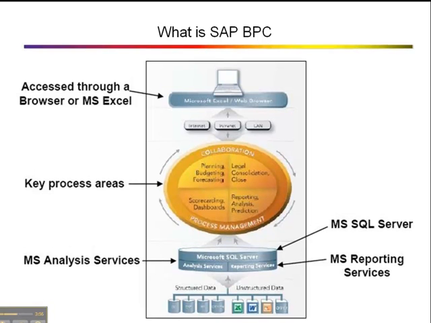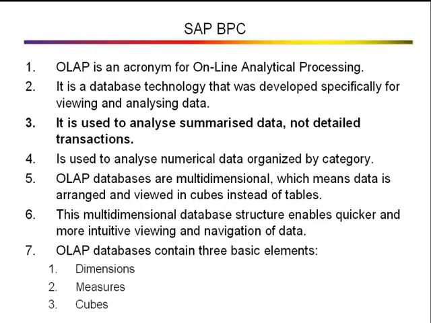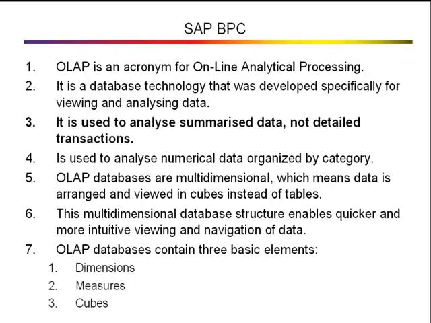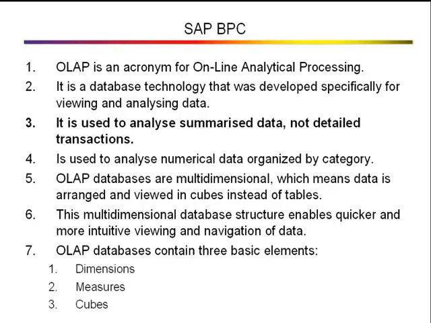So if we look at what OLAP is, an acronym for Online Analytical Processing. It's a database technology that was specifically designed for viewing and analyzing data, but the most important thing here is that it's used to analyze summarized data, not detailed data transactions that are normally held within ERP systems such as Lawson. The OLAP databases contain 3 basic elements, dimensions, measures, cubes, and it is a multi-dimensional database which enables quicker and more intuitive viewing and navigation of the data.